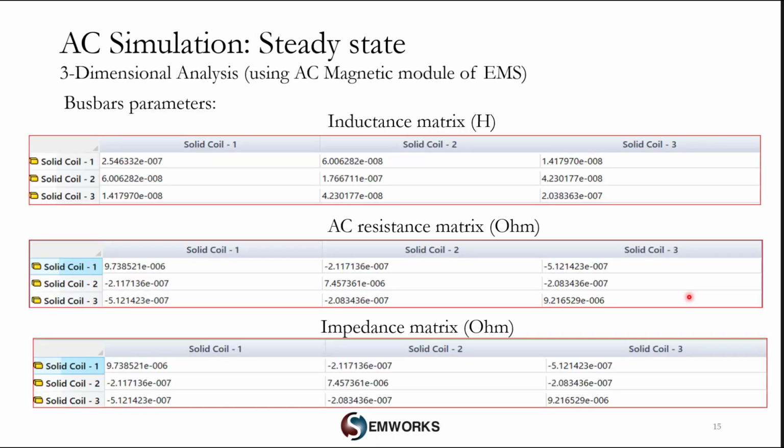As we mentioned at the beginning, AC resistances and inductances are important parameters for the busbar design process. So our AC magnetic module helps busbar designers get these results easily. If they don't need these results, we have an option to skip these parameters' calculation, and this will save more computation time. It will directly compute only the losses.